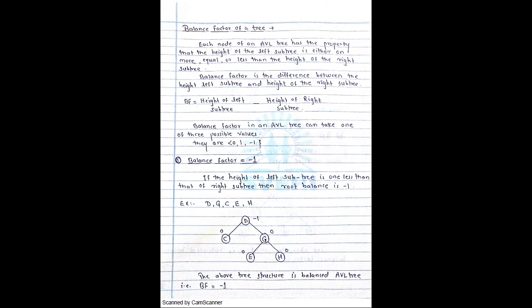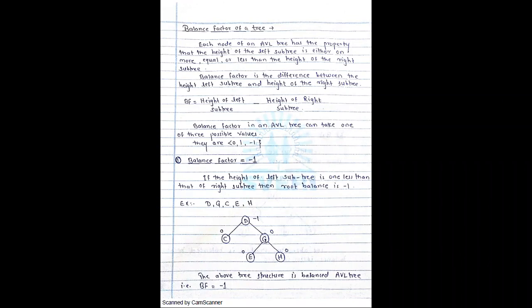So who will read it? Each node of an AVL tree has the property that the height of the left subtree is either one more, equal, or less than the height of the right subtree, right? And what is meant by balance factor?